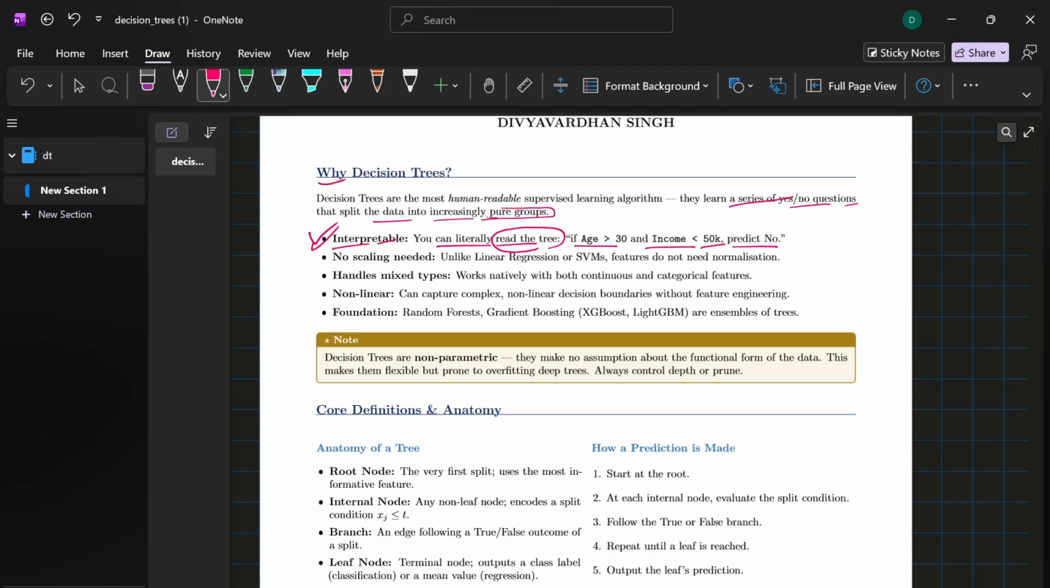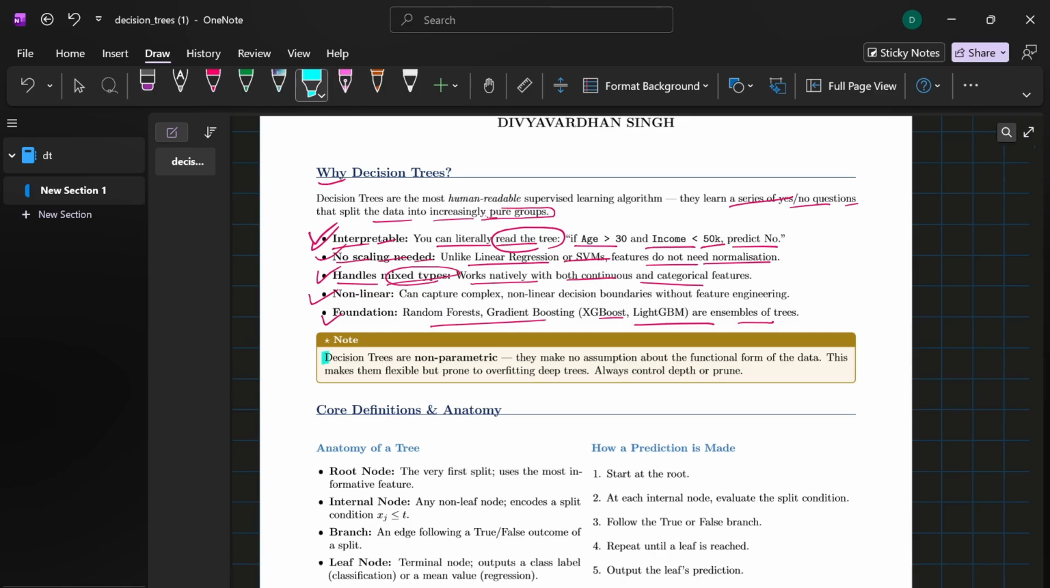Okay, they also do not need feature scaling, unlike linear regression or SVM. You don't need to normalize your data. They work with both numerical and categorical data. Third point is that they capture non-linear patterns without any fancy feature engineering. And here's one big thing: Random Forest and gradient boosting, XGBoost, LightGBM, the algorithms which dominate, are also ensembles of decision trees only.